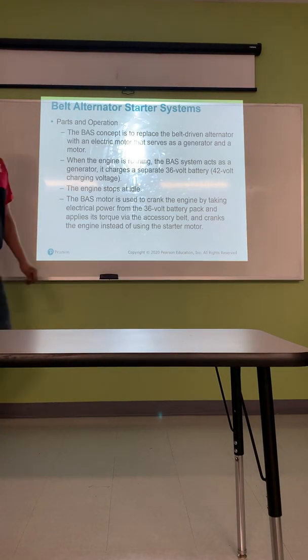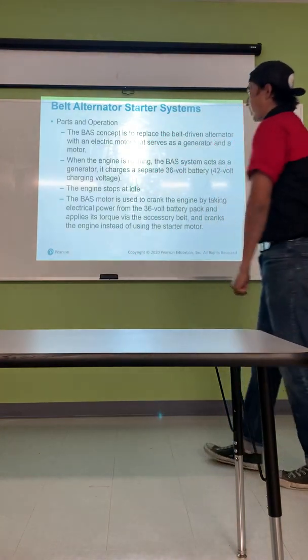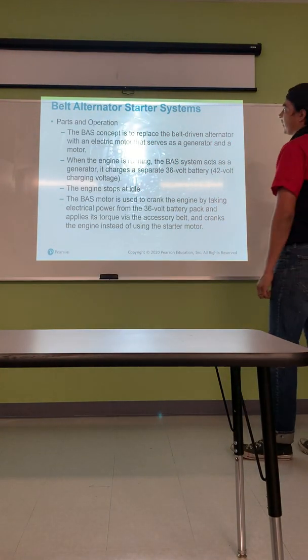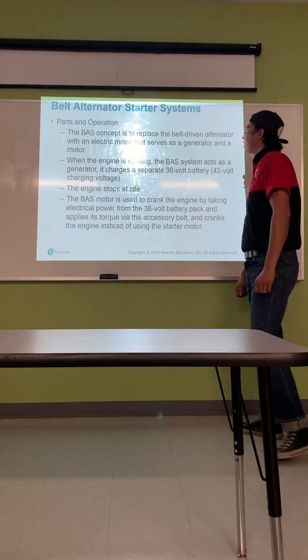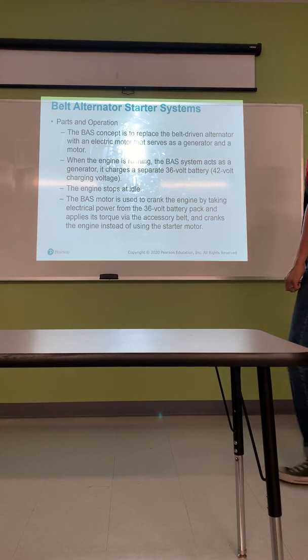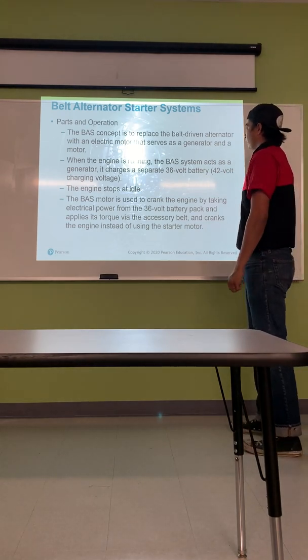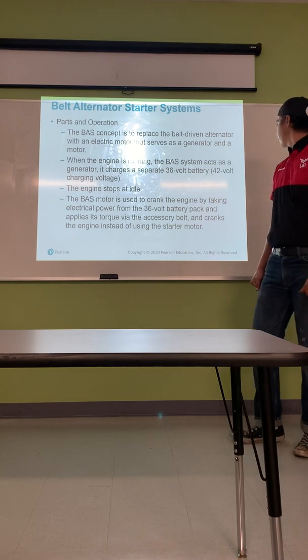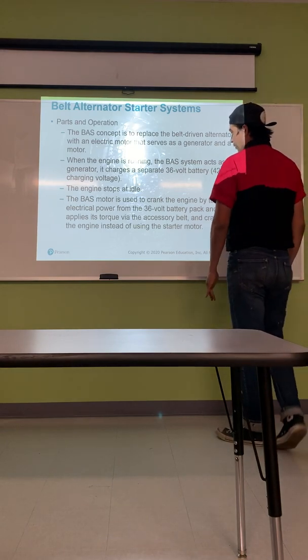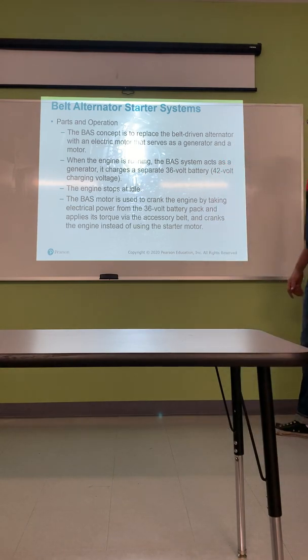Belt alternator starter systems. Parts and operation. The BAS concept is to replace the belt-driven alternator with an electric motor that serves as a generator and a motor. When the engine is running, the BAS system acts as a generator. It charges a separate 36-volt battery or 42-volt charging voltage. When the engine stops at idle, the BAS motor is used to crank the engine by taking electric power from the 36-volt battery pack and applies its torque via the accessory belt, and it cranks the engine instead of using a starter motor.